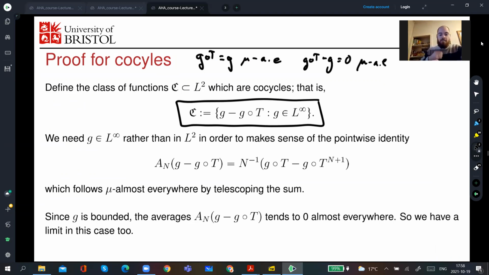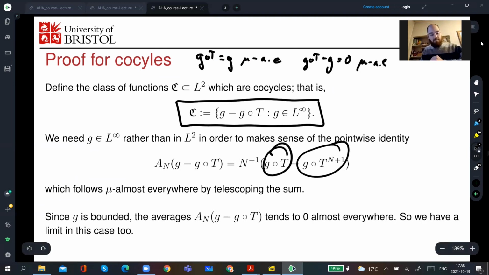Well, this doesn't quite work if I just consider things in L2 at first. I'm going to assume that my function g is in L infinity. Because now, if I look at an average applied to g minus g composed with T, then telescoping gives me that I actually just have two terms appearing in that sum. I have g composed with T and g composed with T to the n plus 1. It's a quick calculation to do. And since g is in L infinity, g composed with T is in L infinity, assume both are bounded by 1.